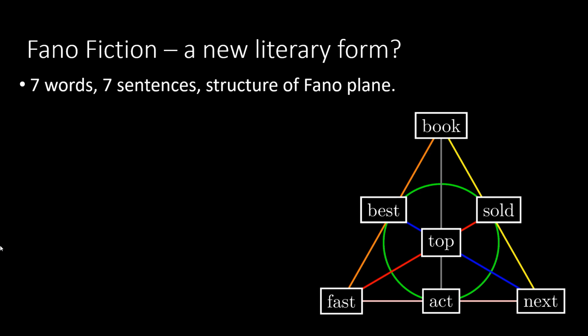For example, best. Something can be the best of something, so it can be an adjective, but you can also best something. So best can be a verb as well. Similarly with top and with book and fast as well, although I don't think I use it as a verb in my particular example. So let me describe this piece of fiction, this story for you, and you can see that it does obey the rules of the Fano plane.